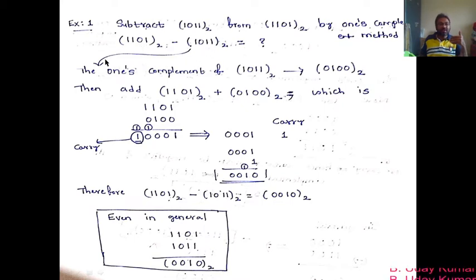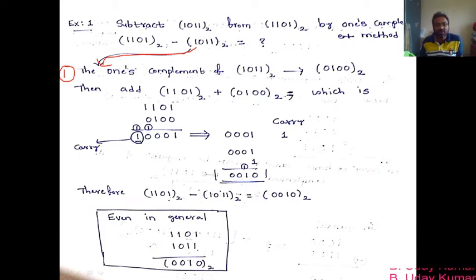So you have to write the 1's complement of this one. The binary number that is being subtracted is taken, and you have to write the 1's complement of that binary number. So that is done here. This is our first step. So you have to write the 1's complement of 1011, which is being subtracted from 1101.